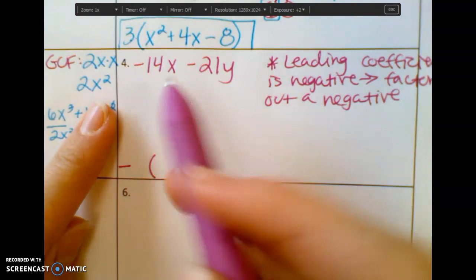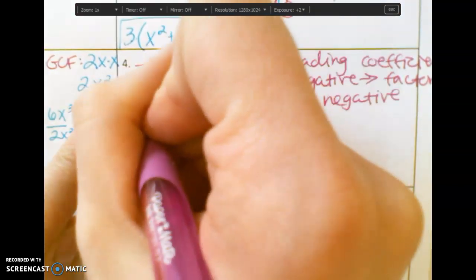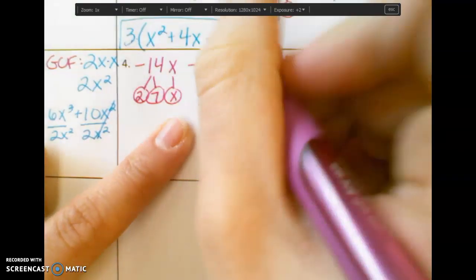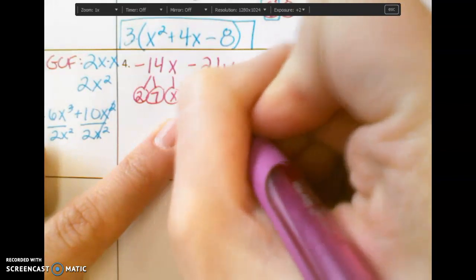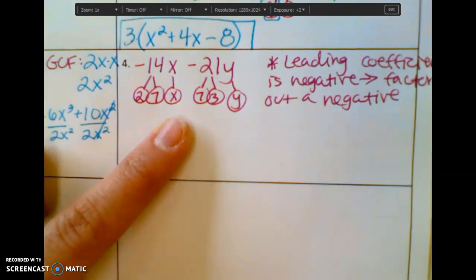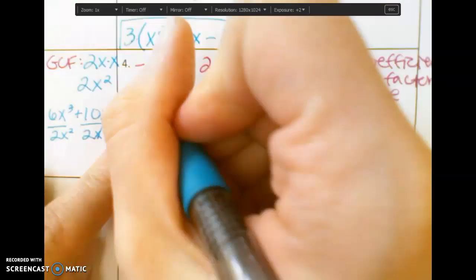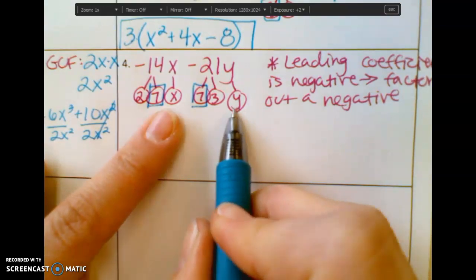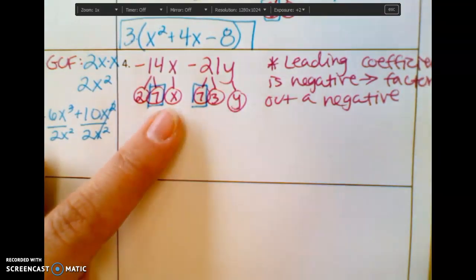So now let's talk about the factors. Well, 14 can go to 2 and 7. And then, of course, we just have x. 21 can go to 7 and 3. And then we have y. So our GCF here, what do they both have in common? They both have a 7. And they have x and y. Are those in common? No, those are different variables.